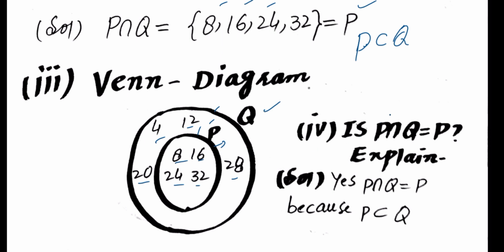Is P intersection Q equal to P? Explain. Yes, P intersection Q is equal to P because P is a subset of Q here.